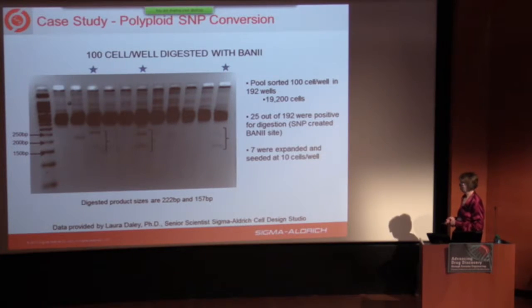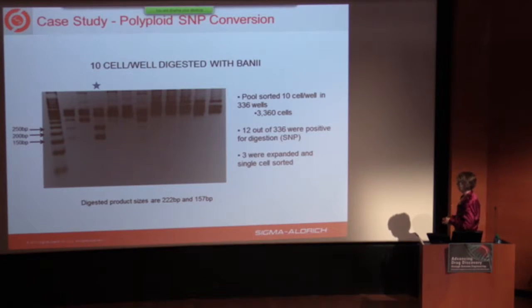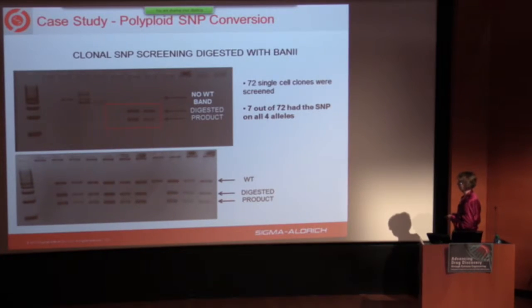So we carried those pools forward and seeded at 10 cells per well. At the 10 cell per well stage, we found 12 that were positive for digestion, and carried those forward to the single cell stage. And finally, we found 7 out of 72 had the SNP introduced on all 4 alleles, and the wild type band is no longer present, only the digest products indicating the presence of the SNP.